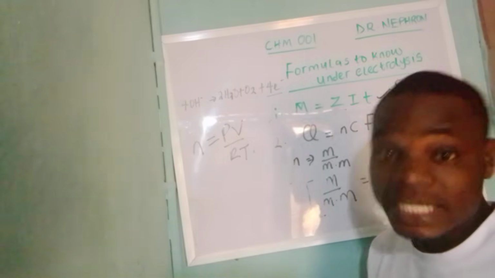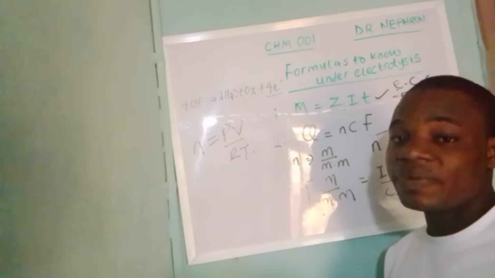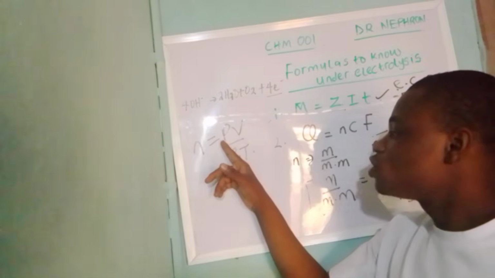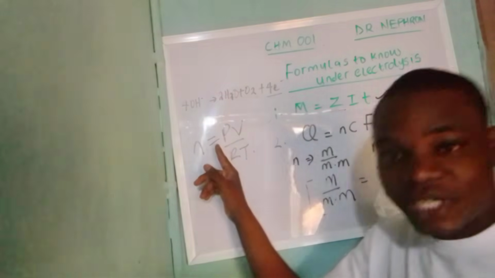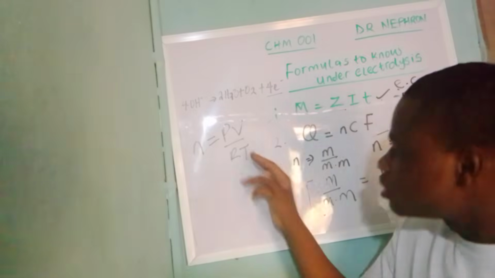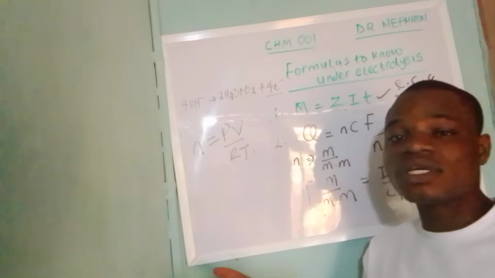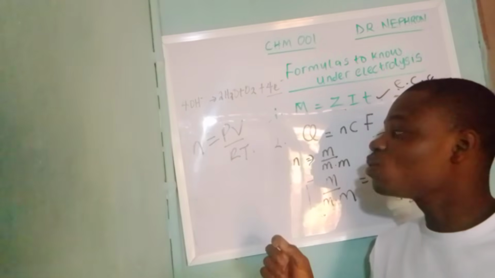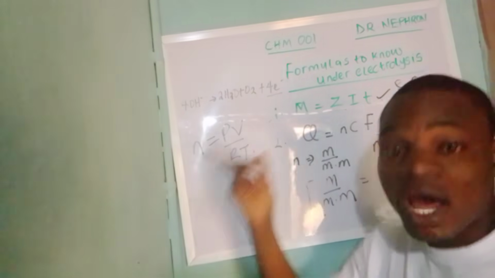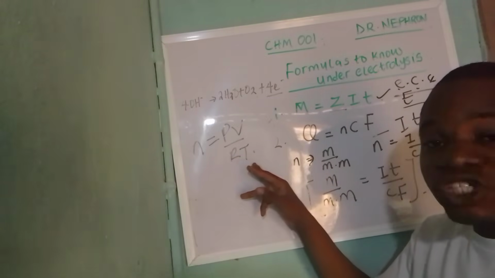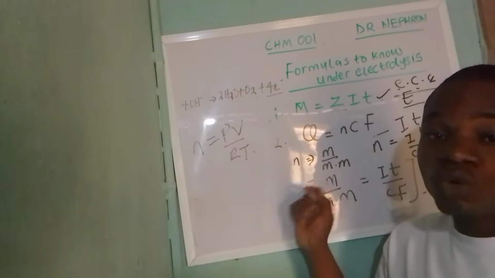Now, do not forget that from the ideal gas equation, PV equal to nRT, right? Now, this P is pressure, in atm. Volume is in dm3. This one is called the gas constant, which has the value of 0.0821. Do you get it now? And this one is absolute temperature, that is temperature in Kelvin, so you have to convert your temperature to Kelvin.